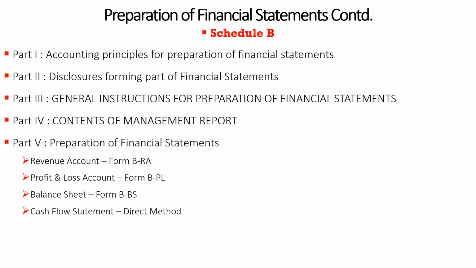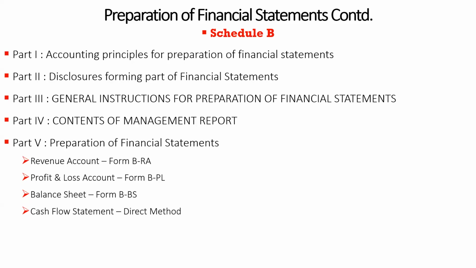So Part 1 says about the accounting principles for preparation of financial statements. Part 2 is for disclosures forming part of financial statements. Part 3 is for general instructions for preparation of financial statements. And Part 4 is contents of the management report. We'll discuss this also later. There is a management report, and there is a fixed format. These are the things you have to show in the management report.